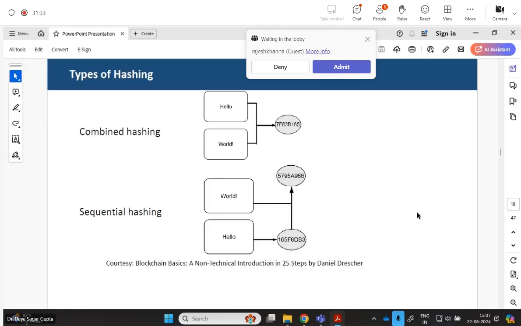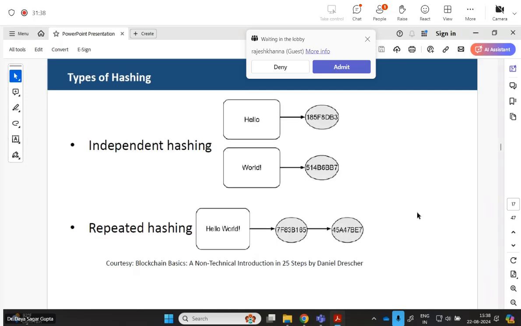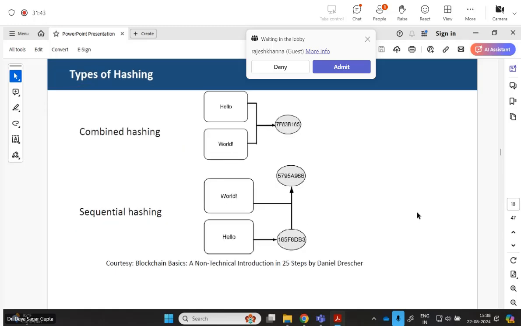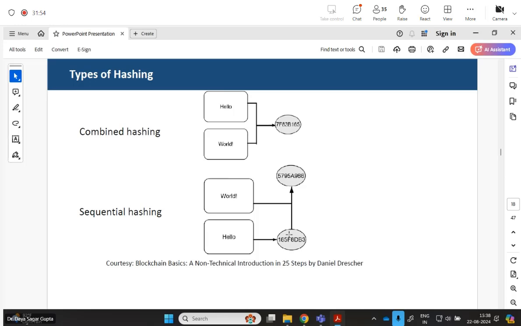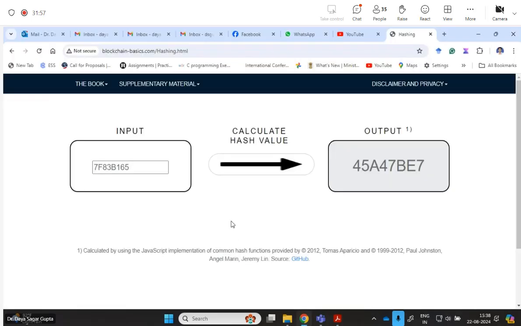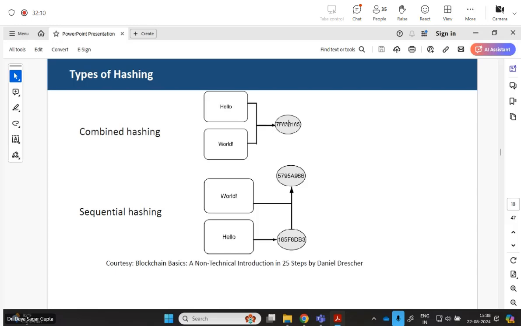Now, this is a combined hashing. This is the independent and again repeated, and this is the combined hashing. You need to combine both these values and you are going to get something. Like hello is here and world is here. Just combine it like this. Hello is a different term and world with an exclamation mark is a different term. If you try to see its hash value, this is 7F83.